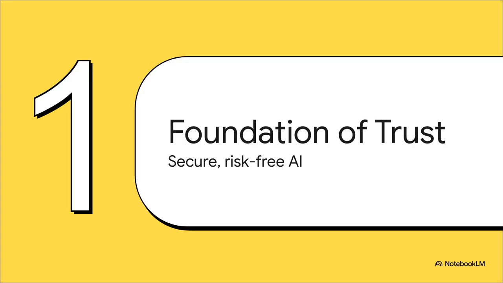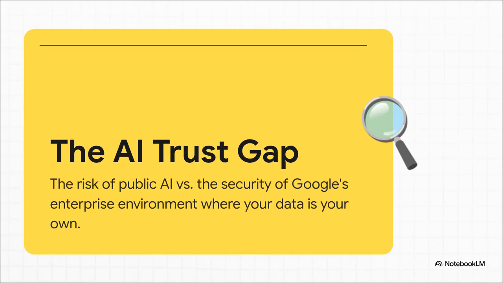All right, so where do we even begin? Well, with the most important piece of the puzzle, trust. I mean, before you can really innovate, you have to feel secure, right? This first section is all about building that foundation and tackling one of the biggest concerns for any business looking at AI. And that brings us to this really key idea. We call it the AI trust gap.